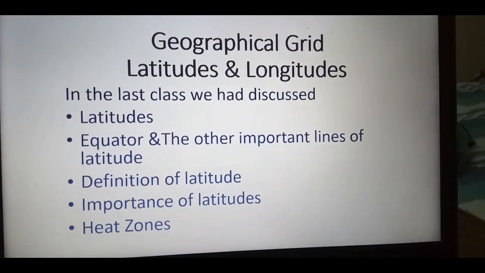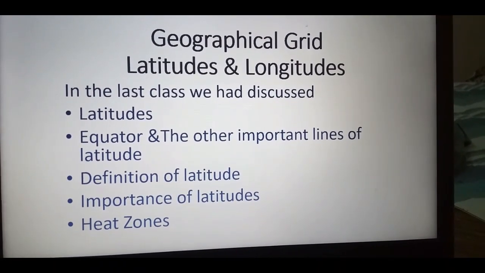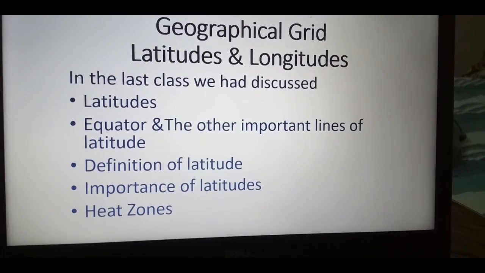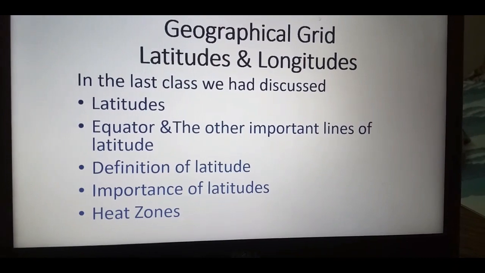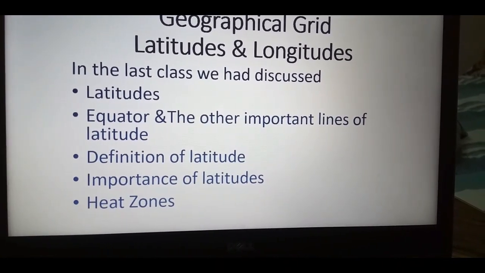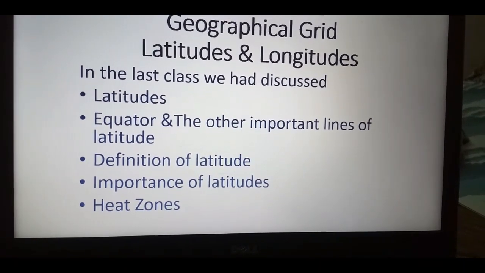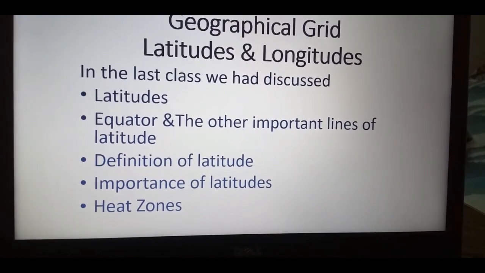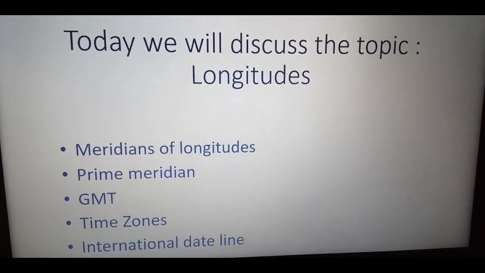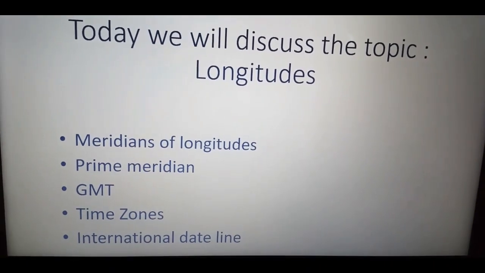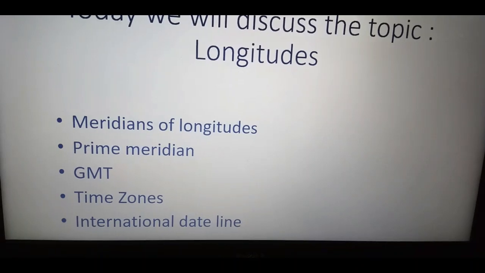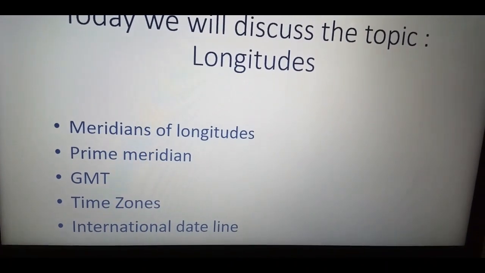Today we will continue with the chapter on geographical grid, latitudes and longitudes. In the last class we had discussed the latitudes, the equator and the other important lines of latitude, the definition of latitude, the importance of latitude and the heat zones. Today we are going to discuss the topic of longitudes, meridians of longitudes, the prime meridian, the GMT, the time zones, and the international date line.